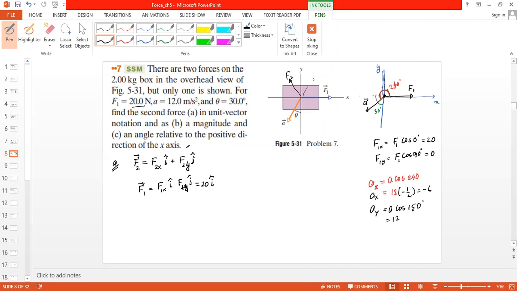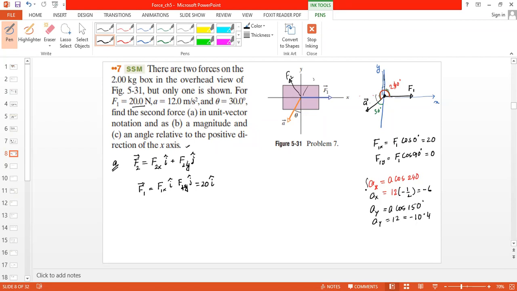150 is, sir, minus root 3/2. Multiply it, and what is the value? It should be 8.39 or something like this, 8.4 maybe. Minus 6 root 3, minus 10.39, about 10.4. Okay, minus 10.4. So this is my ay.